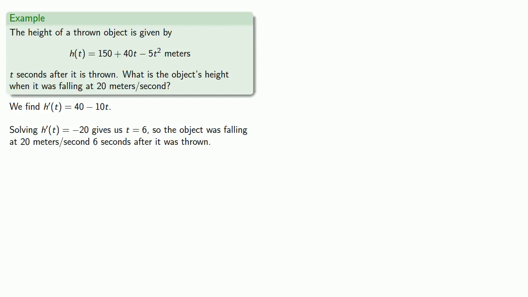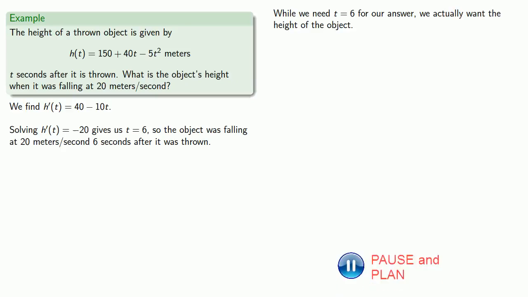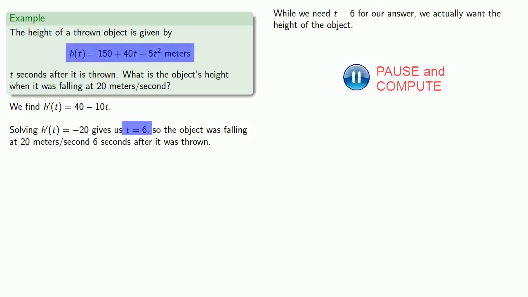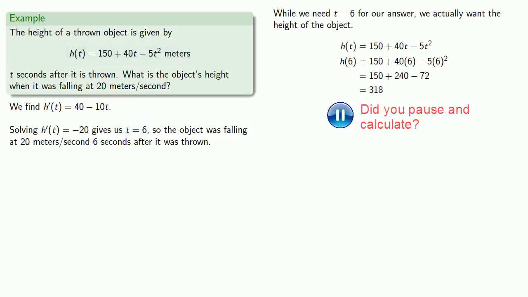In this particular case, t equals 6 is relevant to our problem because it tells us when the object was falling at 20 meters per second. However, t equals 6 itself is not the actual answer to the question. We want the object's height. Fortunately, we have a way of finding that. So we'll let t equals 6 and substitute that into our equation for the height and get 318, which is an answer measured in meters.